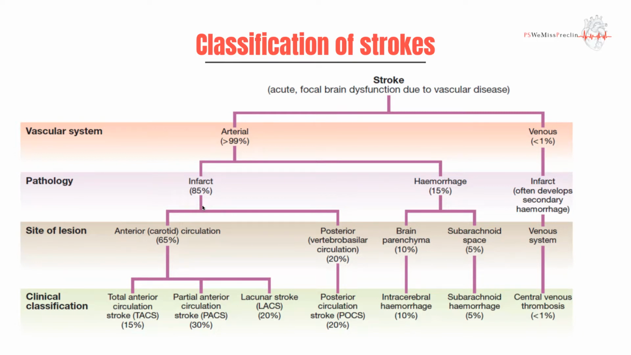With an infarct, you can either have a stroke that's affecting your anterior circulation or your posterior circulation. With the anterior circulation, you can have either total, partial, lacunar, and we'll talk about each one of these. But at this level, I want you to know a few basic facts. Most strokes are arterial. Most arterial strokes are infarcts. Hemorrhages, less common, but worse prognosis.